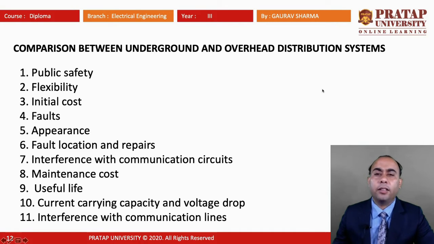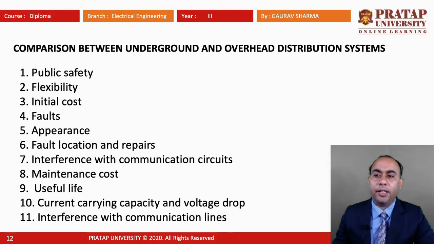Now when we look at the system, we have two types of system, that is the overhead system and the underground system. So definitely they have some comparison. When we look at the comparison, we have public safety. The overhead structure is just over our head, and underground we are not able to see because it is totally underground. So when we talk about public safety, the underground system is safer than the overhead system.